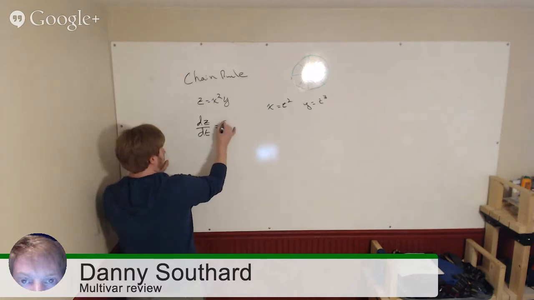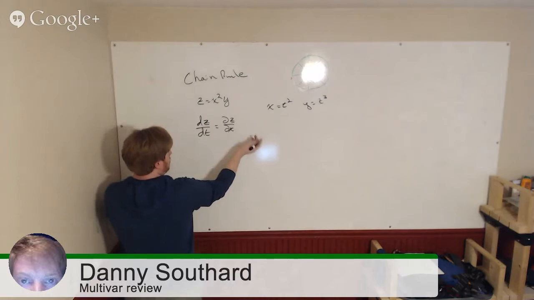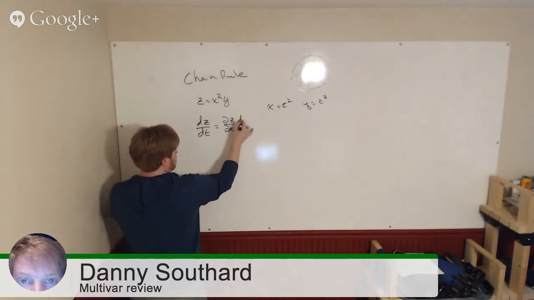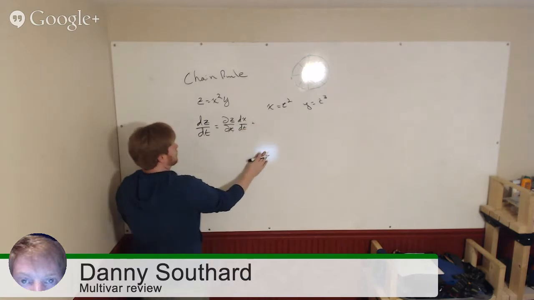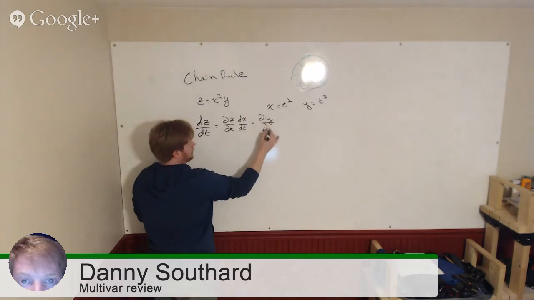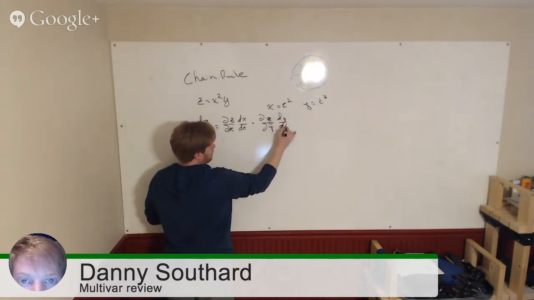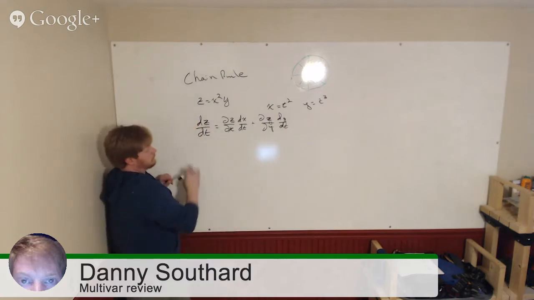Want the partial of z with respect to x times the derivative of the inside. So that's dx dt. Okay, plus the partial of z with respect to y times the derivative of the inside, right? And so that would be the formula.